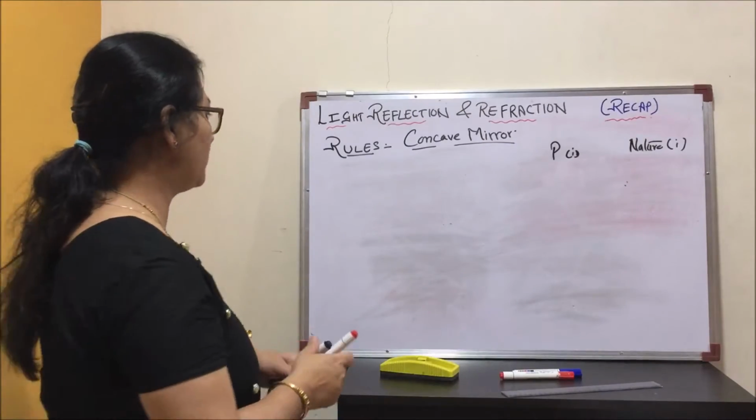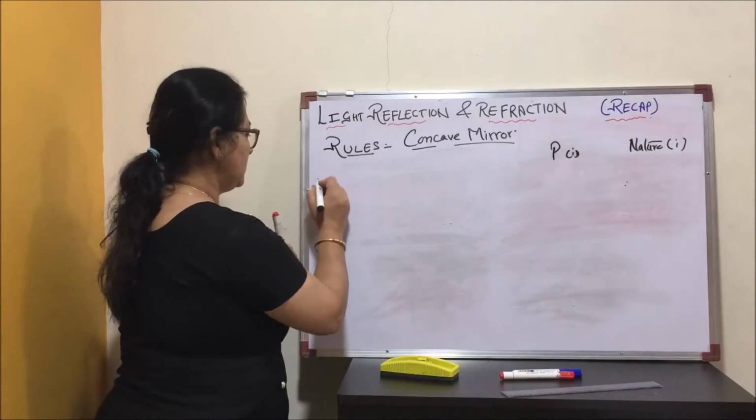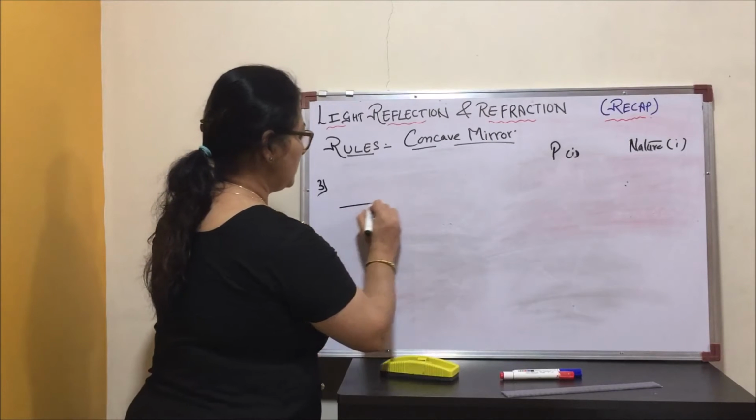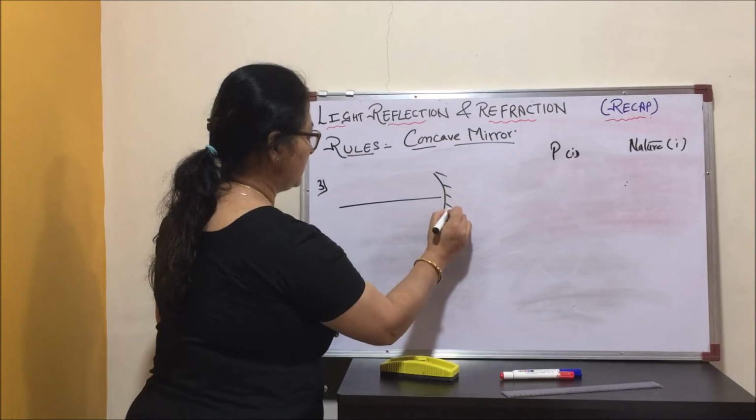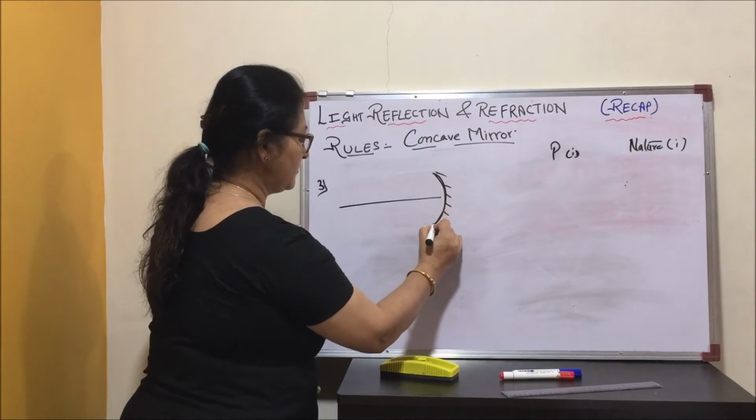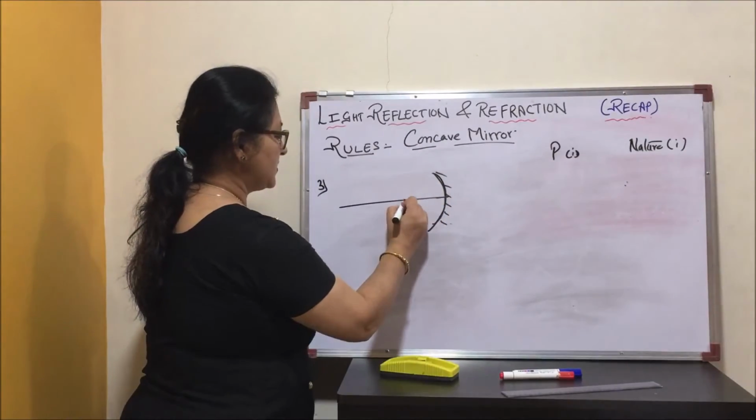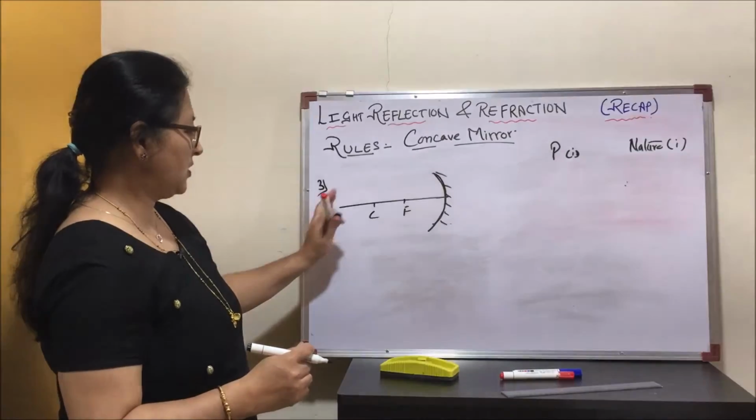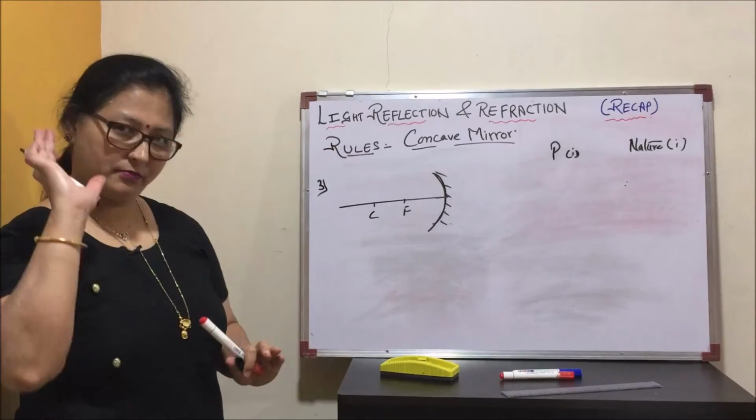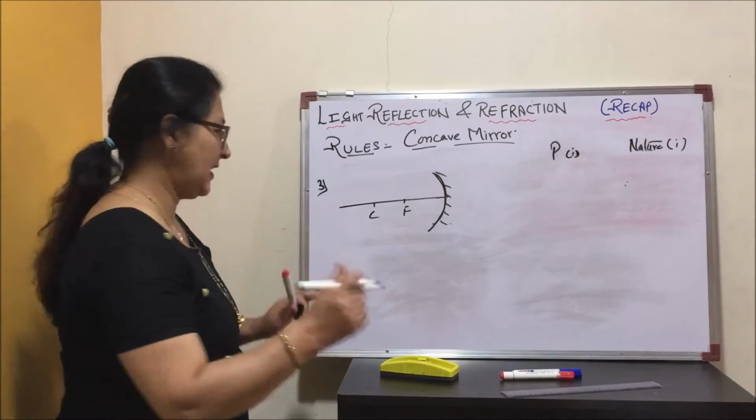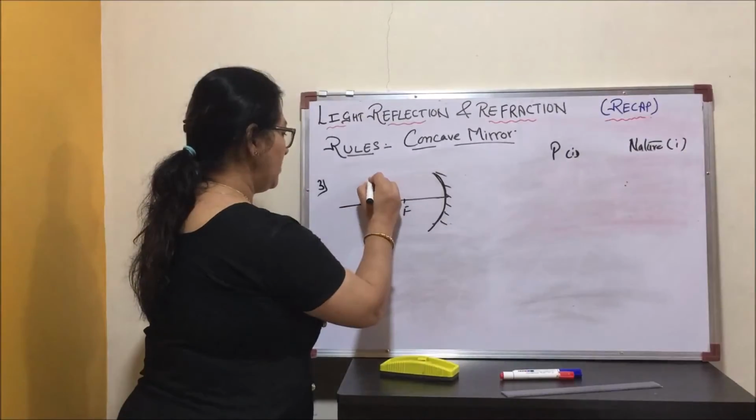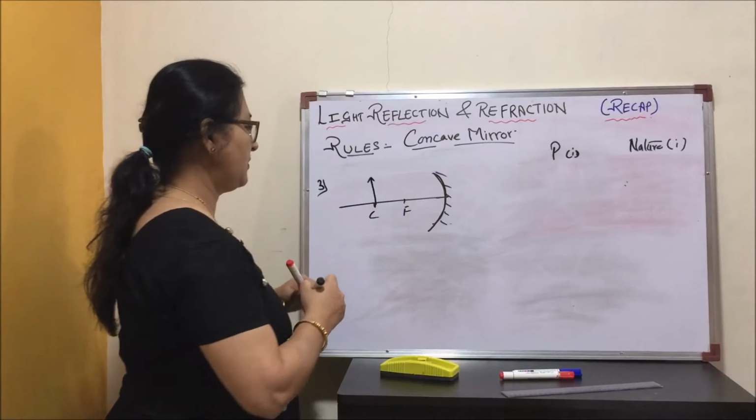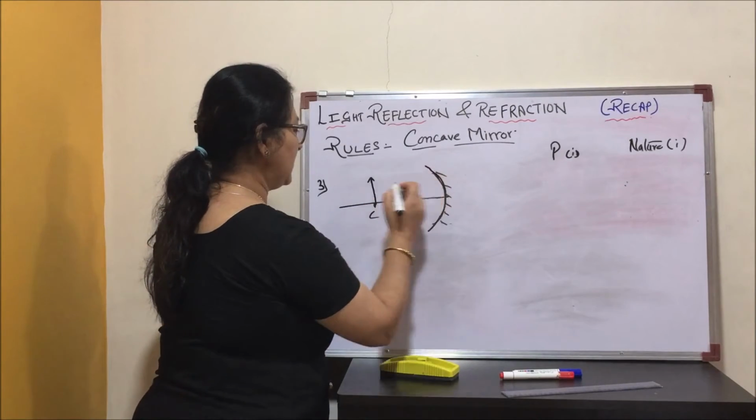So the third ray diagram of the concave mirror. Let's bring the object near to the mirror. So this is F, this is C. In the second case, the object was beyond C. Now let's bring the object at C, at the center of curvature. I'm making a rough diagram, children, just to make you understand. We have already done this.